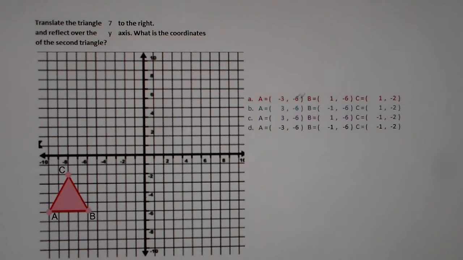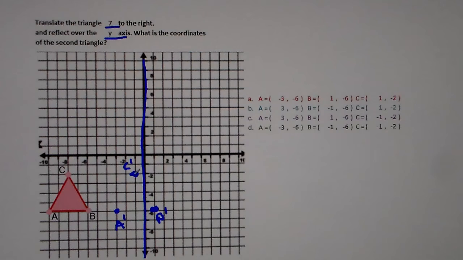Let's do another one. So that same picture, except now we're going to go 7 to the right, and we're going to reflect over the y-axis. So the y-axis is the one that's up and down. So let's go 7 to the right here. So C, when we move 7 to the right, we get that one. So that's our C prime. We take B and we move that 7 to the right. Right there is our B prime. And we move this one 7 to the right. We get right here. That's our A prime.